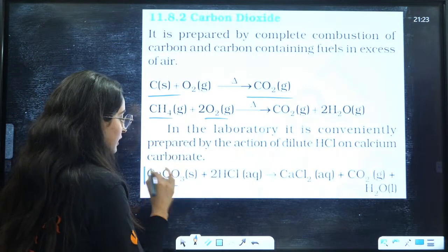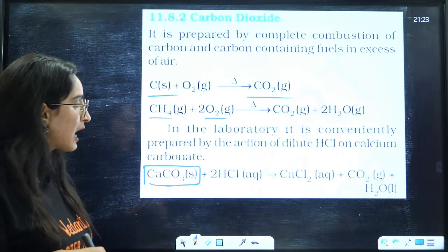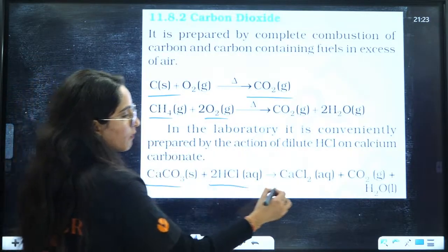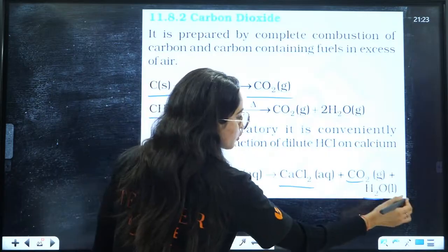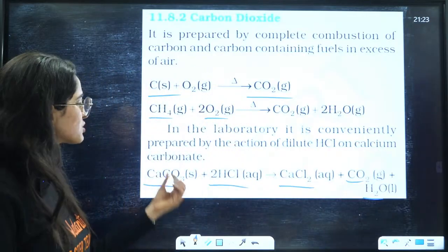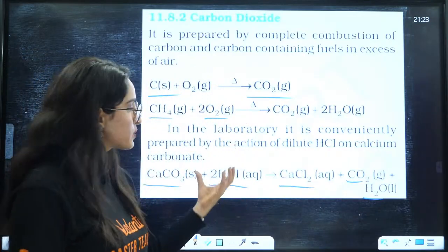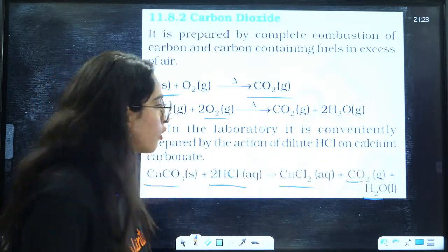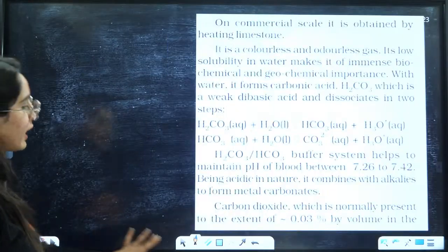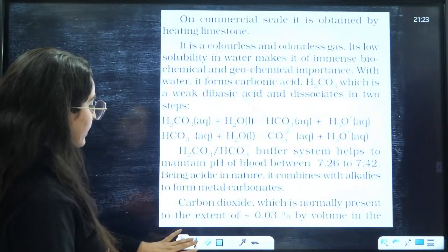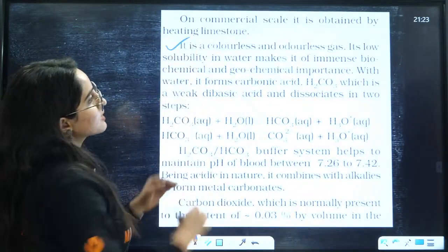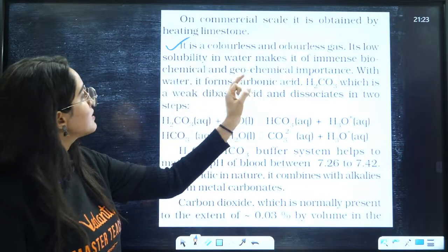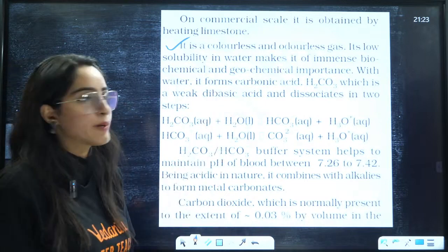Commercially, it is prepared from calcium carbonate with HCl. Calcium carbonate with HCl forms calcium chloride plus CO2 plus water, because carbonates or bicarbonates with acid form salt, then carbon dioxide, then water. On a commercial scale, it is obtained by heating limestone. It is colorless, odorless. Its low solubility in water makes it of immense biochemical and geochemical importance.